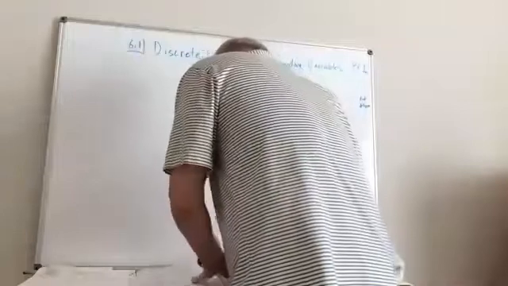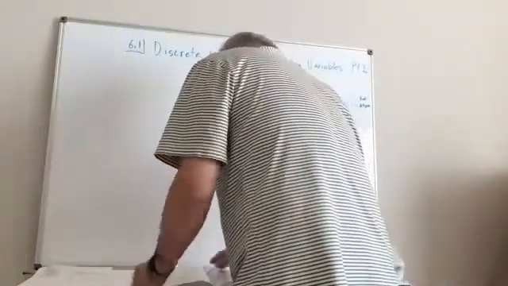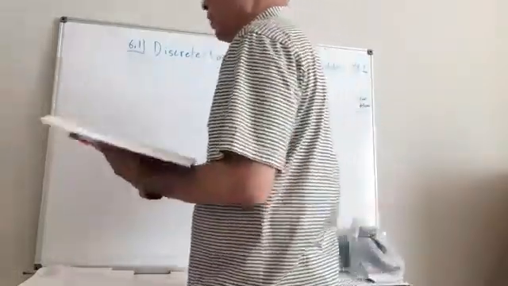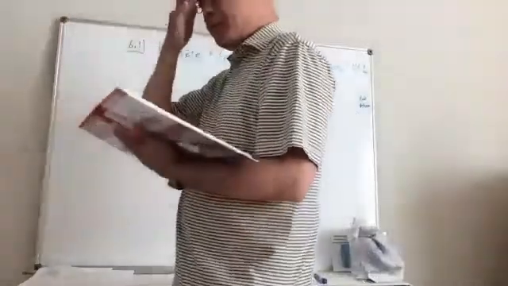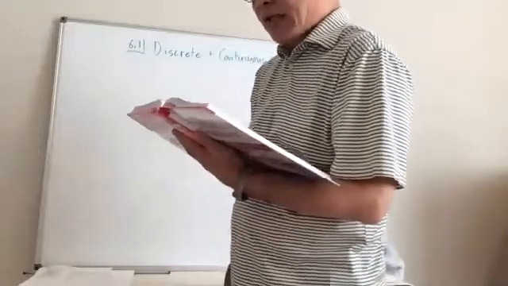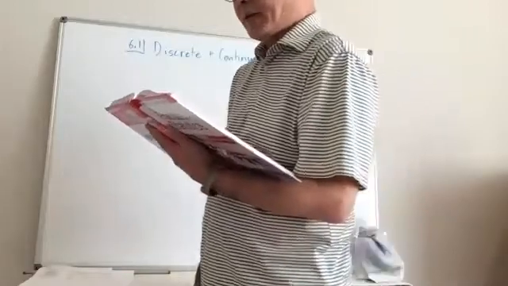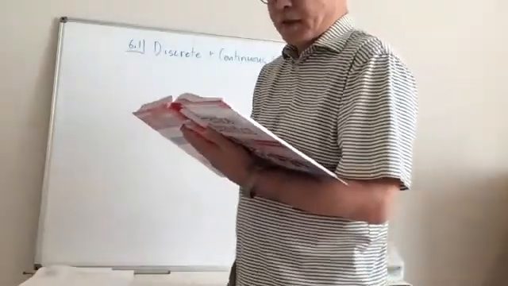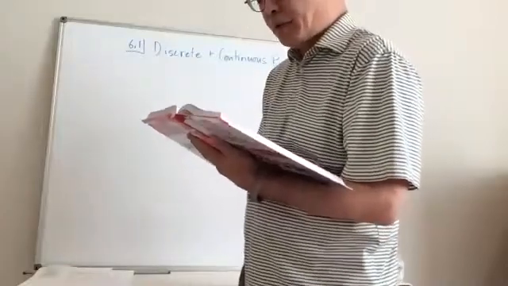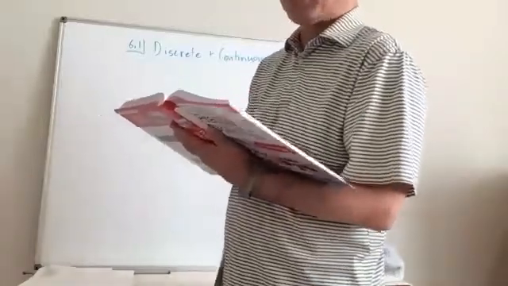So let's look at 6.1. It says discrete and continuous random variables. Go to page 362. There's a definition there. It says, a random variable takes numerical values that describe the outcomes of a chance process. And the probability distribution of a random variable gives its possible values and the corresponding probabilities.